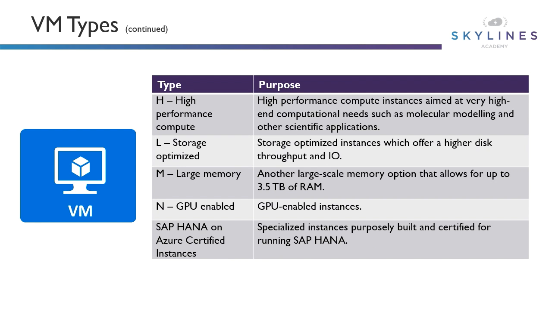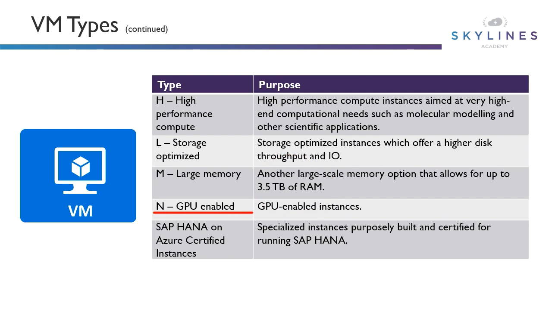Additionally, there are also specialty VM types. You've got your type H for high performance compute, or HPC. This is for your specialized use cases, like, for example, molecular modeling or other scientific applications. You've got your L type, which is storage optimized, so they have a much higher disk throughput and I/O. You've got your M type for large memory, and this allows you to assign much larger amounts of memory to a VM than might be typically available. In this sense, you can see we allow up to 3.5 terabytes of RAM to be assigned.